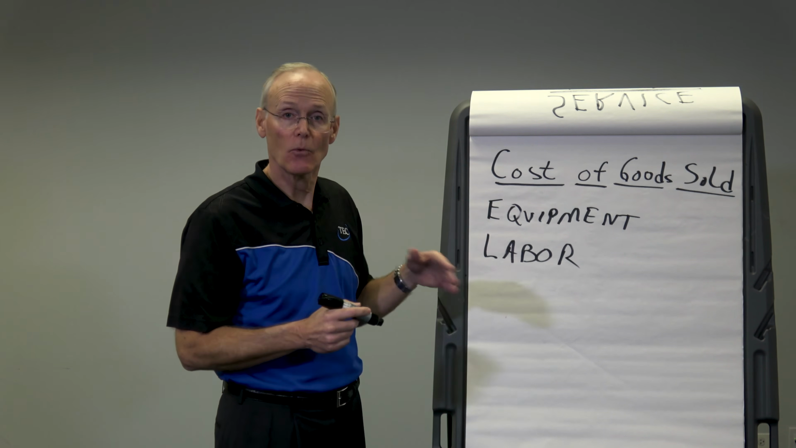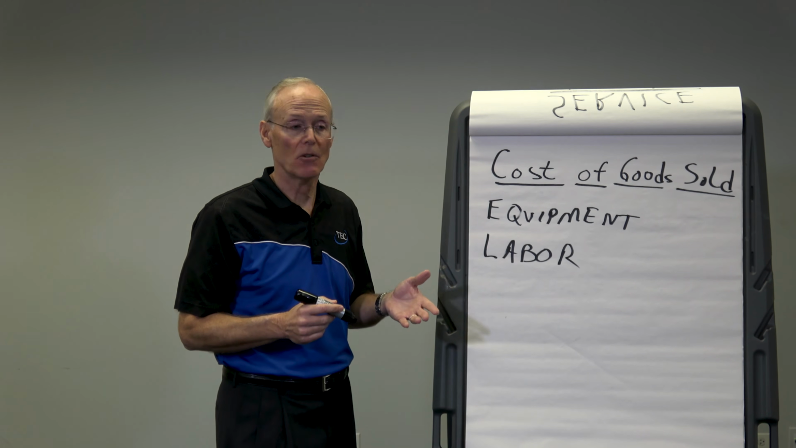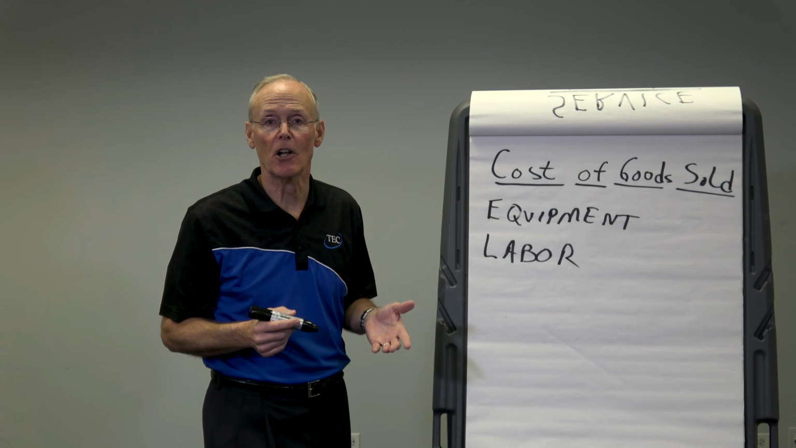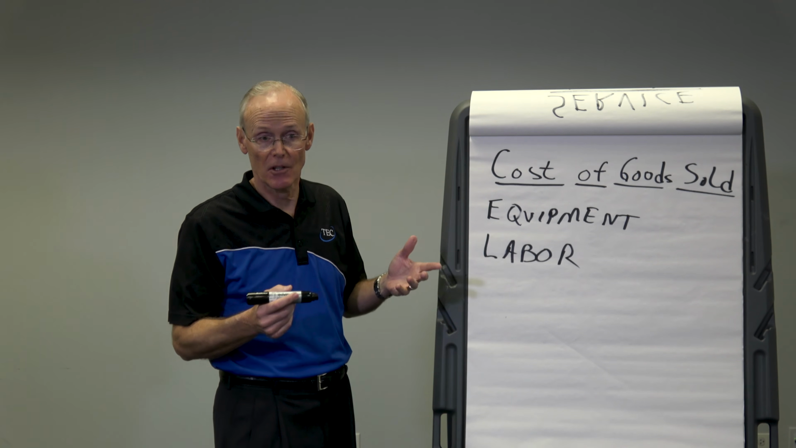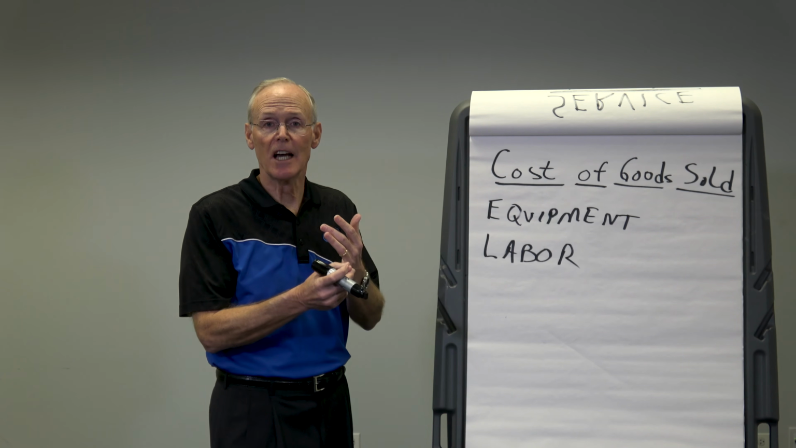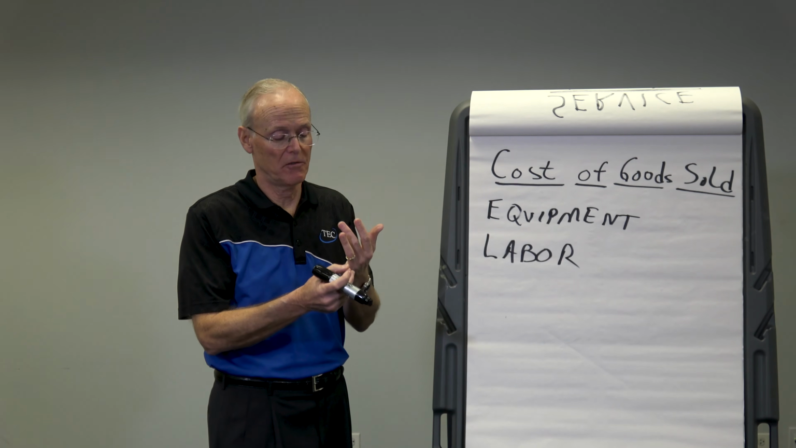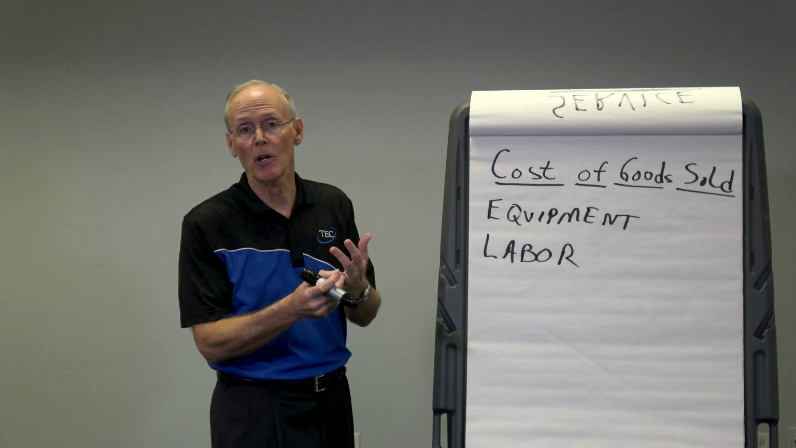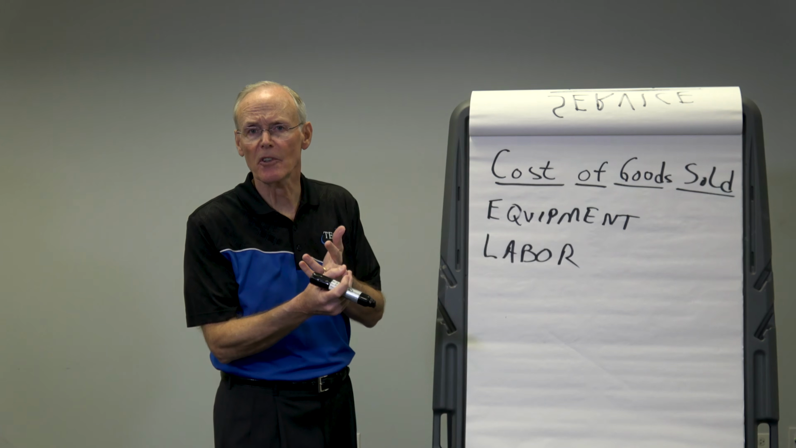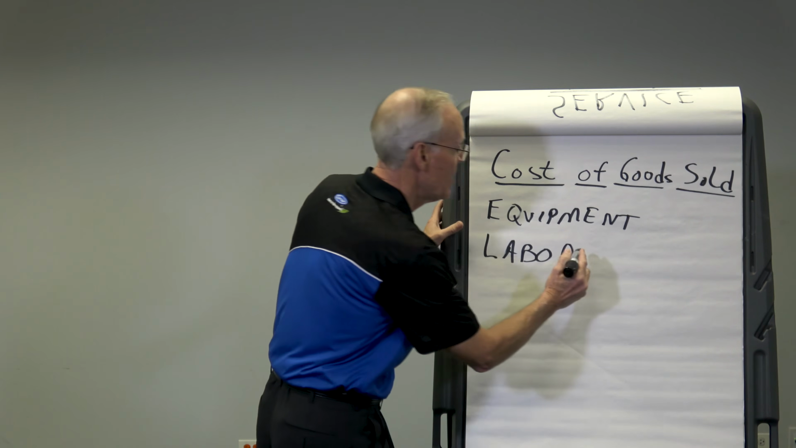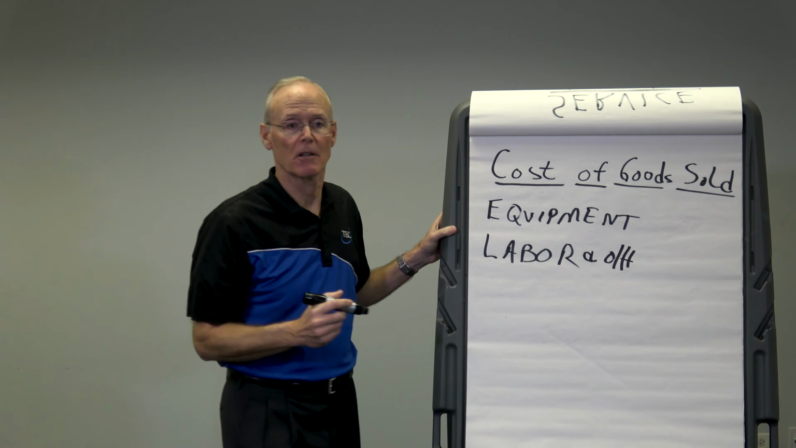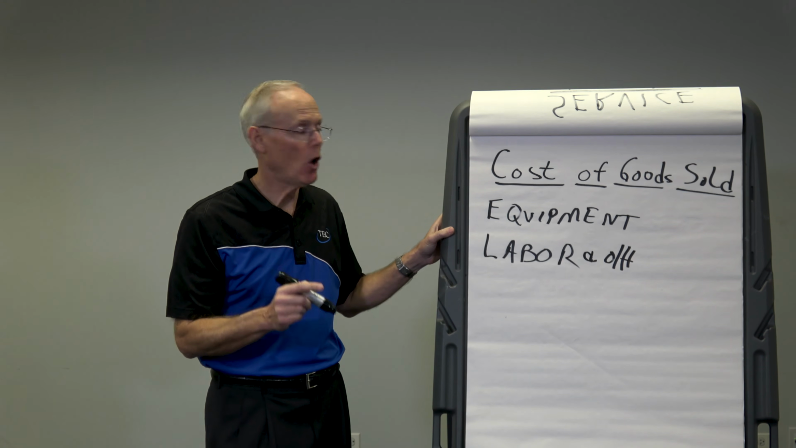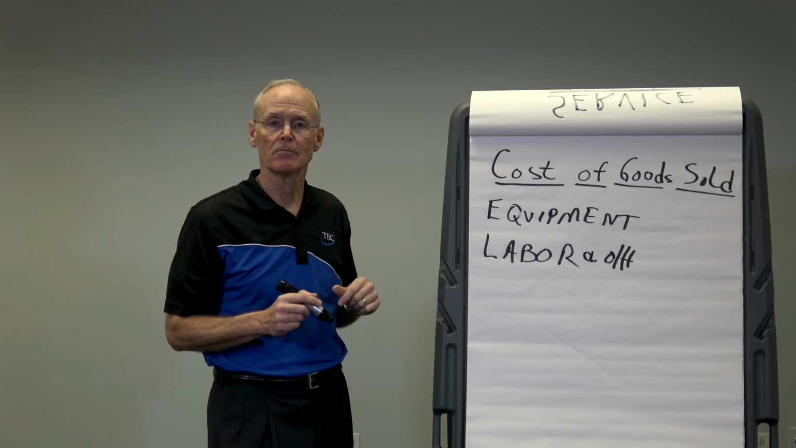So, your labor, what you pay the guy, right? You know, your 20 bucks an hour you pay for an installer. But isn't there more labor associated with that? There is, right? What you pay as a business owner for FICA, for unemployment, for workman's comp, things like that. So it's labor and the overhead burden associated with that labor. All those things go in the cost of goods sold.